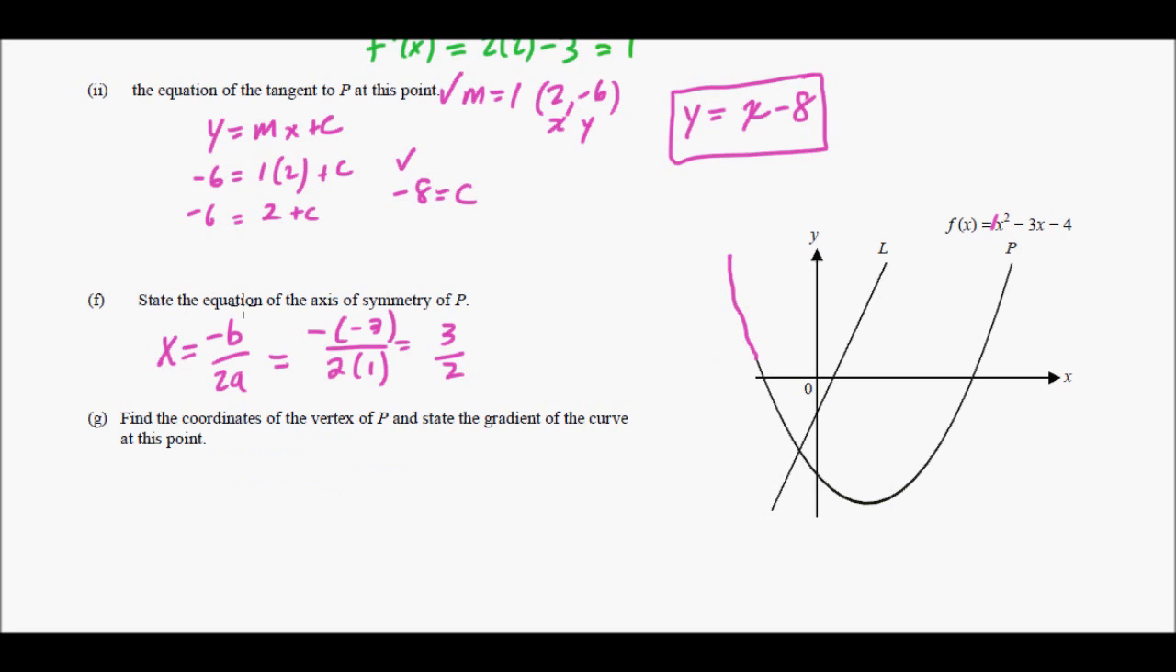Whenever they say the equation, make sure you write x equals. So x equals 3 over 2, or you could put 1.5 if you want. I like to leave them as fractions personally. Okay, find the coordinates of the vertex of P. So they want the vertex here. All we have to do is sub in 1.5 or 3/2 into f of x. So f of 1.5. I just said I liked fractions, and now I'm using decimals.